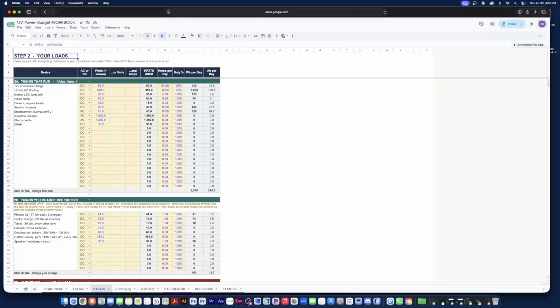12-volt rooftop AC pulls 450 watts, probably a little less than that, but that's what I'm counting. And then I'm putting 12 hours a day. It may run more than that. And when it's running, I'm putting a duty cycle of 30%. And even at that, you see, it's a big draw. So it's 126.6 amp hours per day.